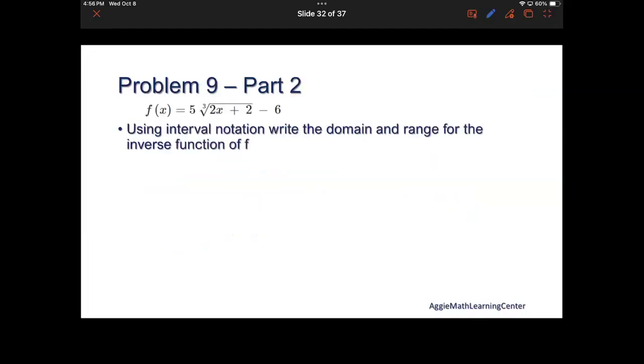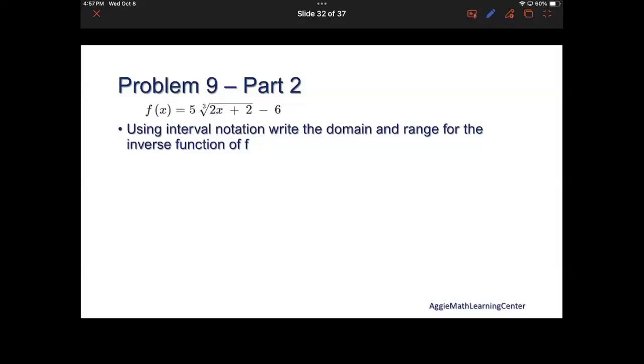So, using interval notation, write the domain and range for the inverse function of f. Like I just said, sometimes the easiest way to find the domain and the range for the inverse function is looking at the function itself and knowing that they are inverses of each other. So, the domain of f of x is what? What do you think? Anything greater than -2.